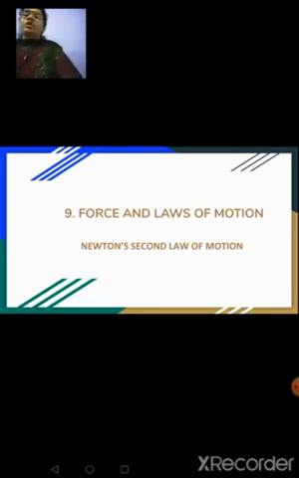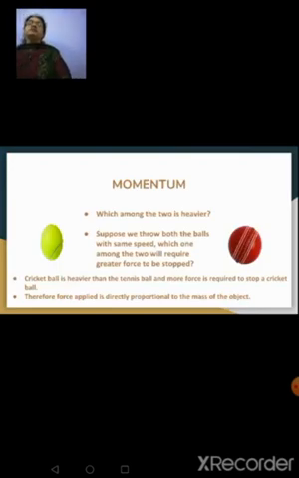Before getting into this topic, I want you to learn about this term momentum. This concept is new to you. Please pay attention to what is told here. See, I have given images of two balls here. One is a tennis ball and the other one is a cricket ball. If I ask you which one among the two is heavier, obviously you will reply that the cricket ball is heavier as far as its mass is concerned. The heavier object is the cricket ball here.